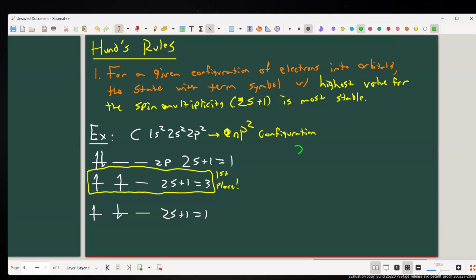Okay, so let's do that. For a given spin multiplicity, so triplet, singlet, doublet, whatever, the state with the highest L is most stable.